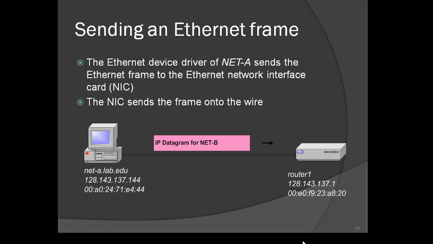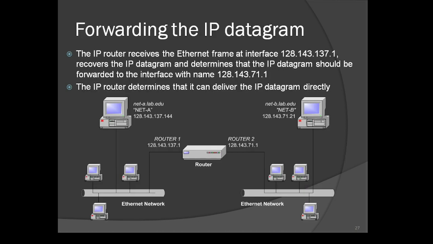The Ethernet device driver of net A sends the Ethernet frame to the Ethernet network interface card. The NIC sends the frame onto the wire. Since the IP is now converted to the MAC address, your network interface card will now release the data as electronic signals into the wire. You already have the MAC address information on the physical level, and you are now going to transmit the data physically, into electronic signals.